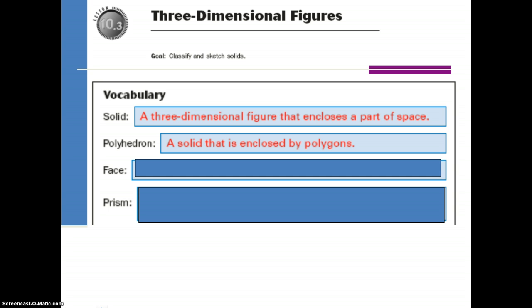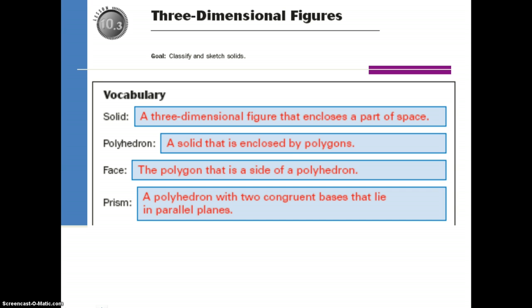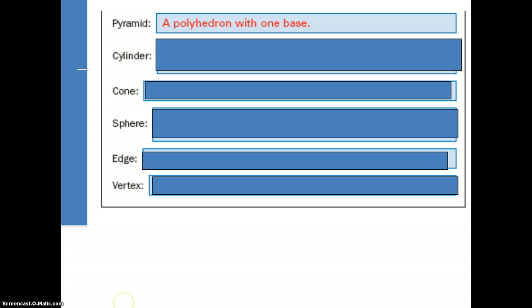The face of a 3D figure is the polygon that is a side of a polyhedron. So it's the polygon in your 3D figure. A prism has two congruent bases that lie in parallel planes. A pyramid is a polyhedron with one base.